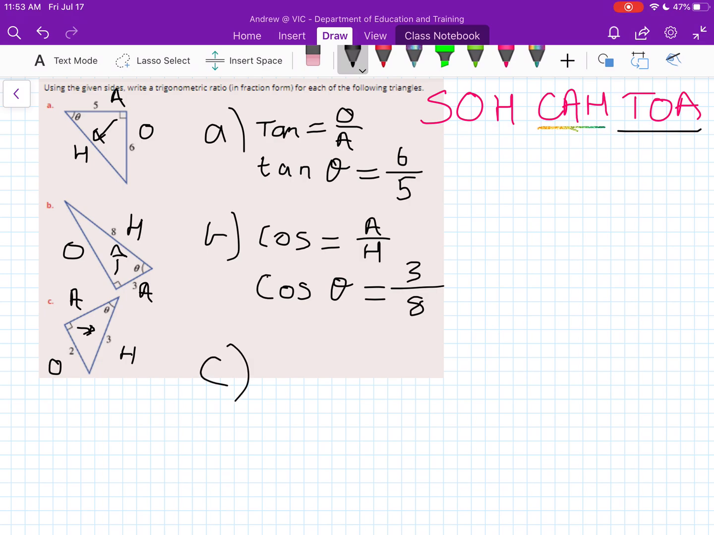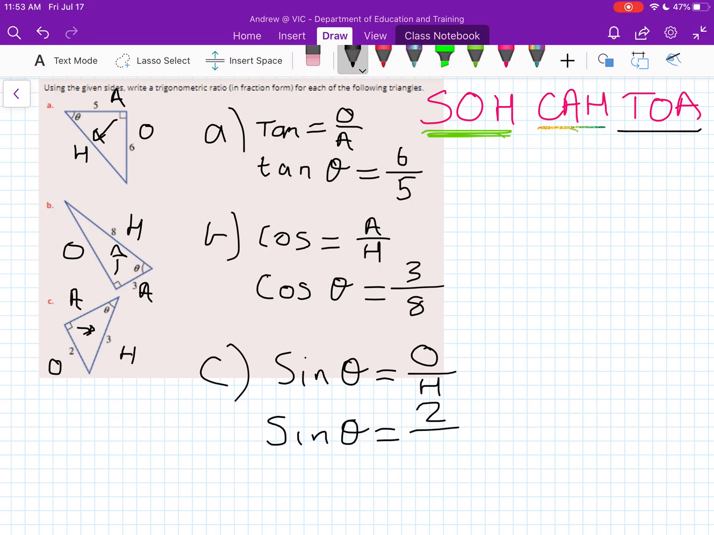Now C, finally. We've got our theta, and we've been given the opposite and the hypotenuse. Hopefully you would guess that we've got an example for sine here as well. Sine theta is equal to opposite over hypotenuse. Our opposite is 2, and our hypotenuse has a value of 3, as written there. And that's how it's set up.